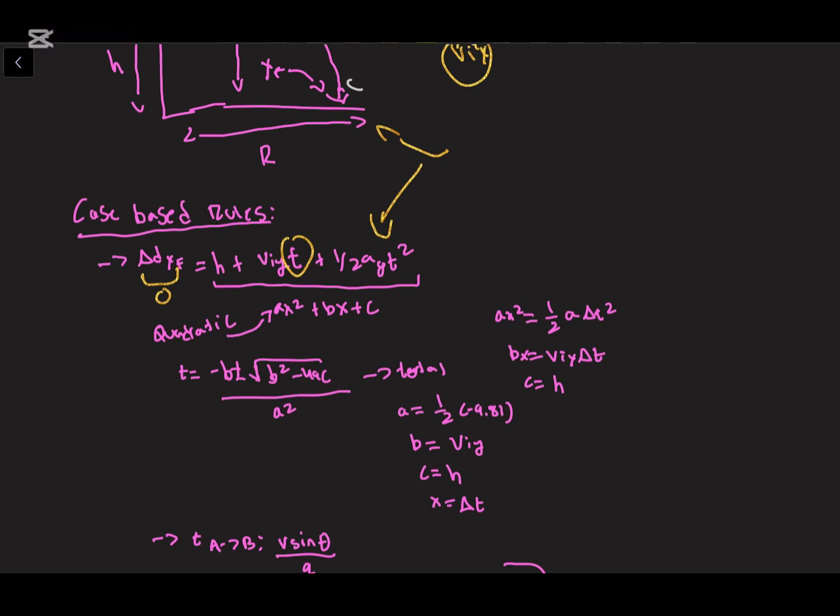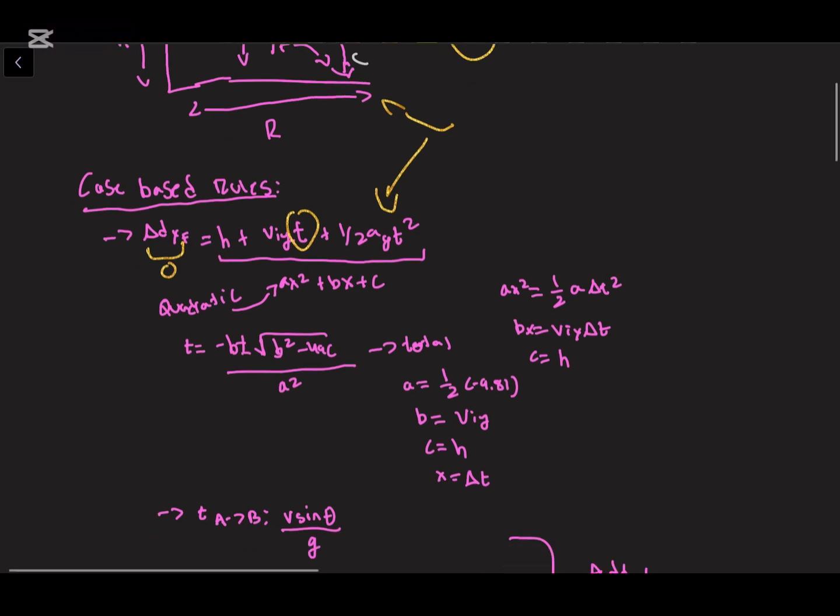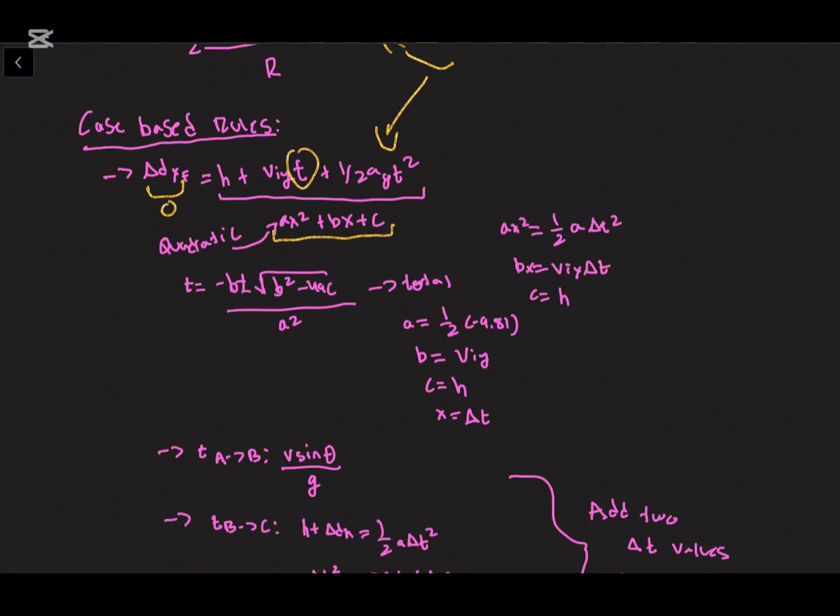So if you notice, this equation looks similar to a quadratic, because it is a quadratic. It's exactly the same as the standard form ax squared plus bx plus c. And I've labeled here on the side the coefficients. So the a of x is the term 1/2 times a times delta t squared. And then you have b of x, which is the term VIY times delta t. And then you have your term c, which is h, right?